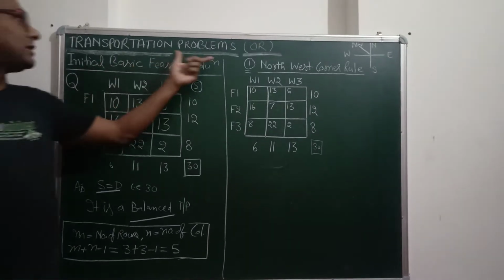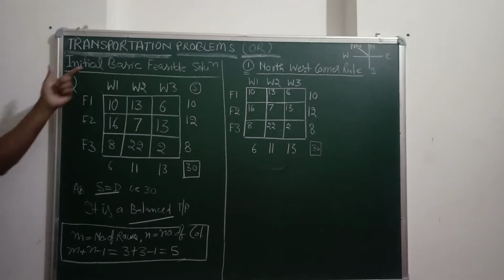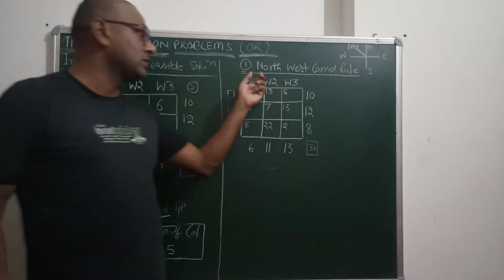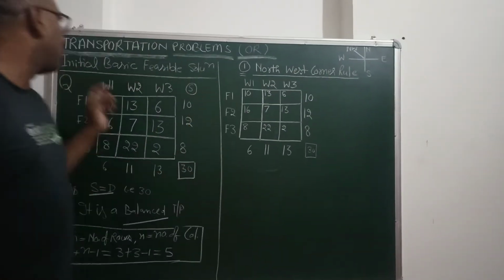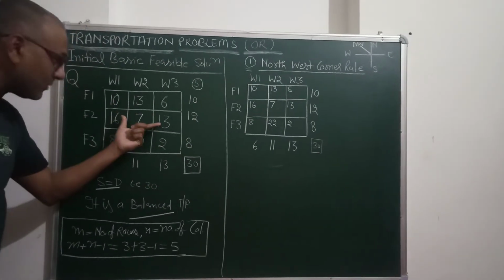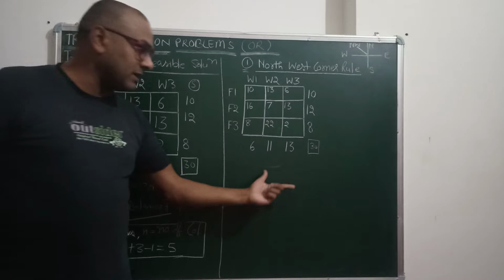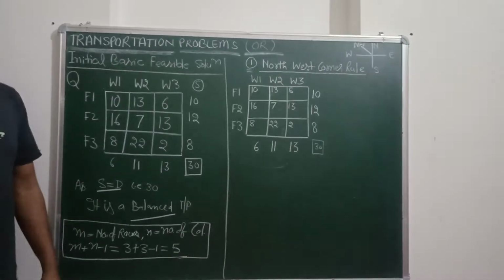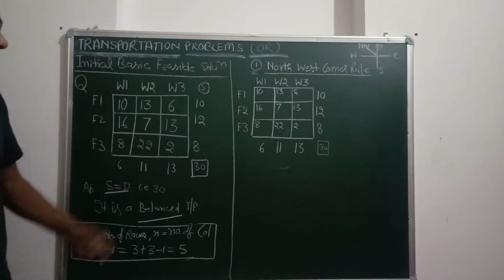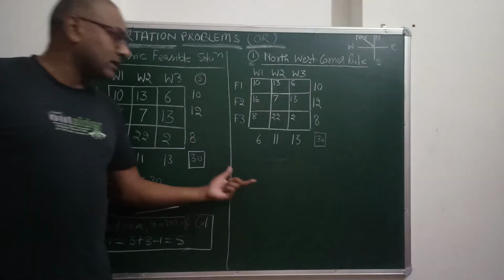For the solution of a transportation problem, first of all we have to find the initial basic feasible solution. We have 5 methods for finding the initial basic feasible solution. We will solve a single numerical using all 5 methods, and as I have told earlier in my earlier video, the total minimum cost obtained through the VAM method is the minimum.